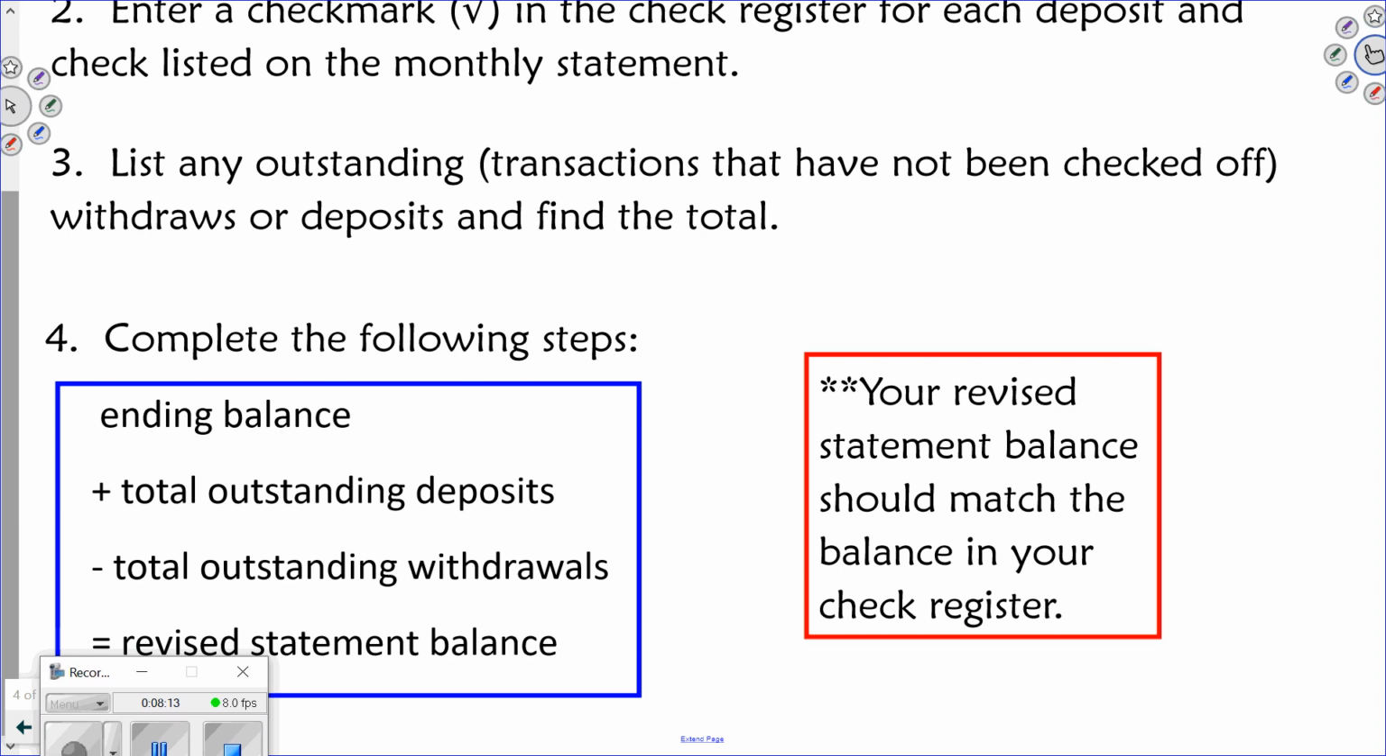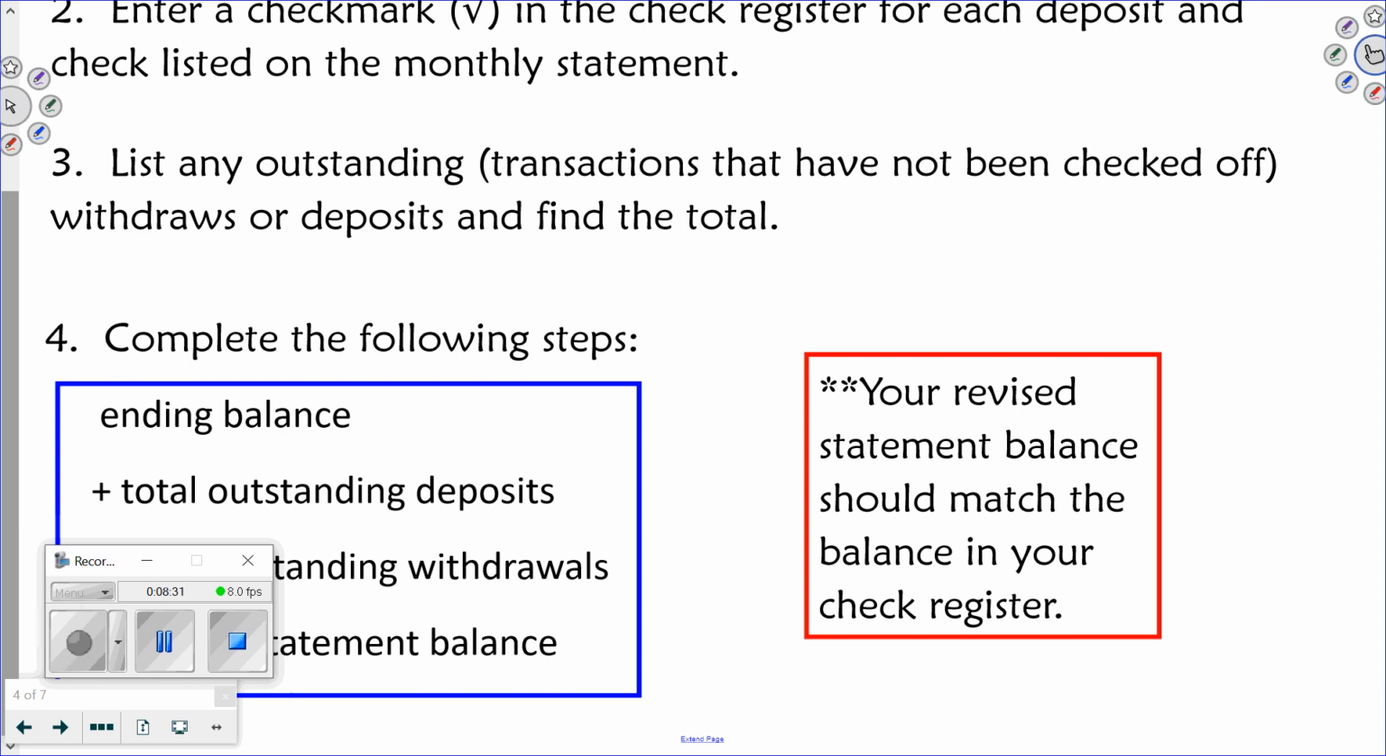You're going to subtract the outstanding withdrawals, right? Withdrawals are money that comes out anyway, so you can subtract those. That should equal the revised statement balance. Your revised statement balance should match the balance in your check register. Okay, so we're going to kind of just match this up. A lot of matching today. Let's just do it, and then it'll make more sense what we're doing, okay?